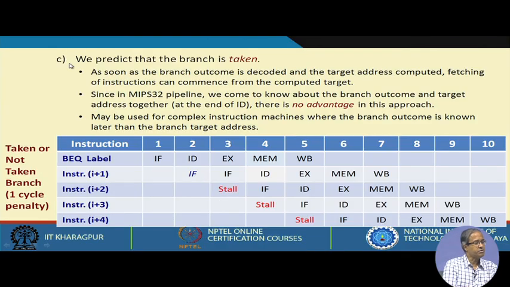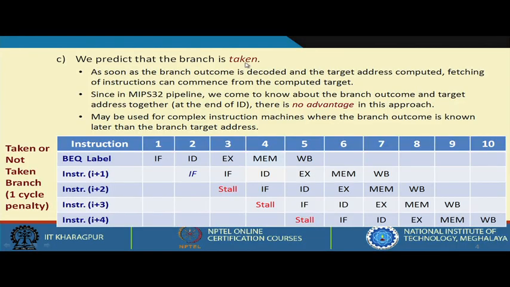The third approach is we predict that the branch is taken, just the reverse. We assume that the branch is always taken. But unfortunately for MIPS 32, this prediction does not help, because if we predict that the branch is taken, you will always be fetching the next instruction from the target address, and the target address is known only at the end of ID. So, only after ID can you start the fetch. Anyway, this one cycle will get lost. So, irrespective of whether it is a taken or not taken branch, for MIPS 32 this one cycle penalty will always be there.